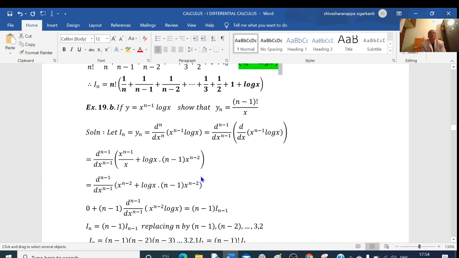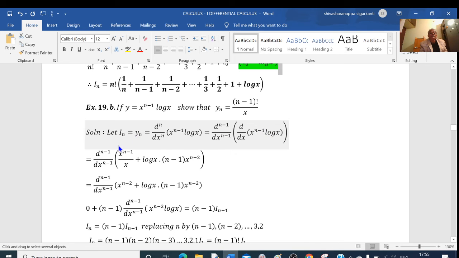Next, one more example. If y equal to x to the power of n minus 1 into log x, show that y_n equal to (n minus 1) factorial divided by x. Here also, I will take, let I_n equal to y_n. y_n means this is the nth derivative of x raised to n minus 1 into log x. d^n by dx^n of x^(n minus 1) into log x. This is d^(n minus 1) by dx^(n minus 1) of d by dx of x^(n minus 1) into log x.